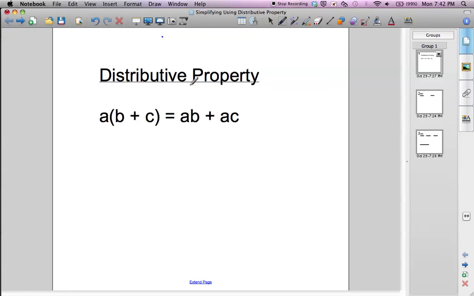So here's the distributive property. It's one of the most important properties in algebra. Basically, it says that if you've got a number times the sum of two numbers in brackets, you can do this. You can do a times b and then a times c. So let's take a look at our first example.